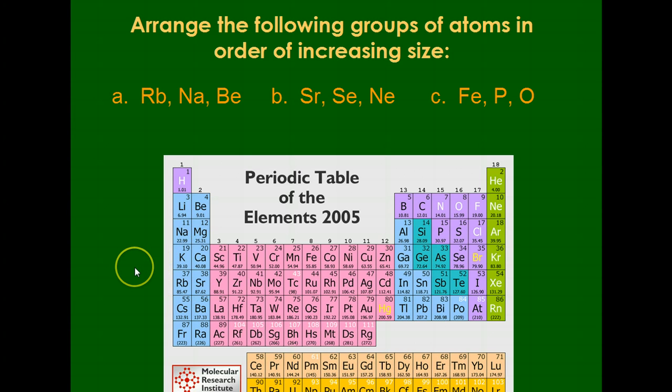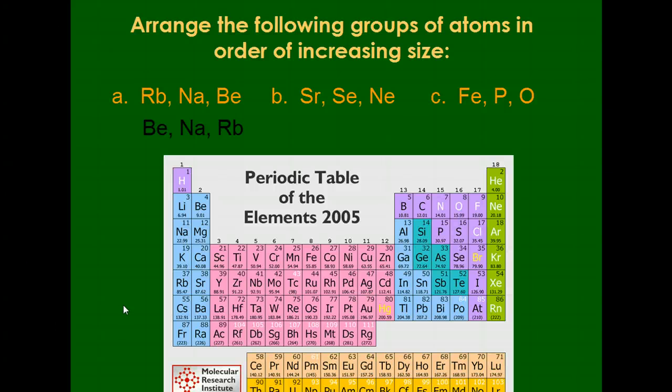And I want to find the one that is furthest away from francium, because that one's going to be my smallest. So that would be Be. The one that's closest to francium is going to be my largest. That would be Rb, and Na would fall in between. So Be, then Na, then Rb.